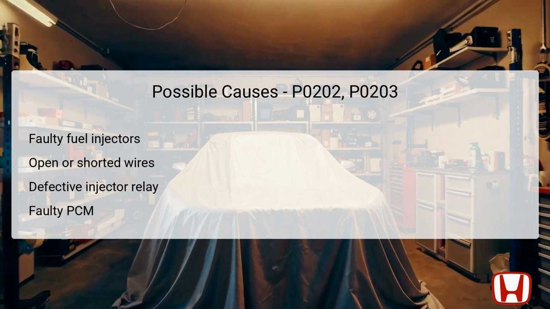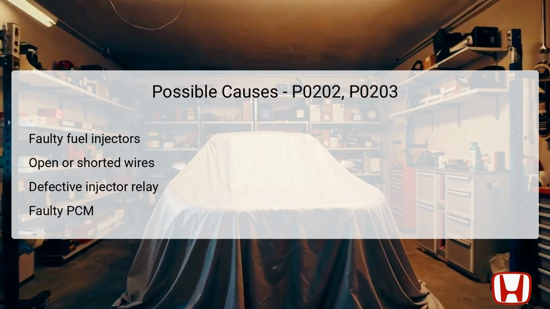Several potential causes can contribute to the DTC P0202 and P0203, with each one requiring thorough investigation. First, faulty fuel injectors may prevent proper operation, leading to misfiring or fuel delivery issues. Open or shorted wiring can disrupt electrical signals between the PCM and the injectors, resulting in circuit malfunctions.